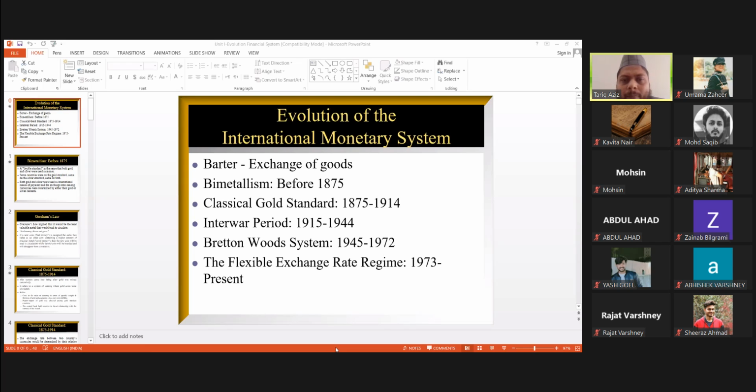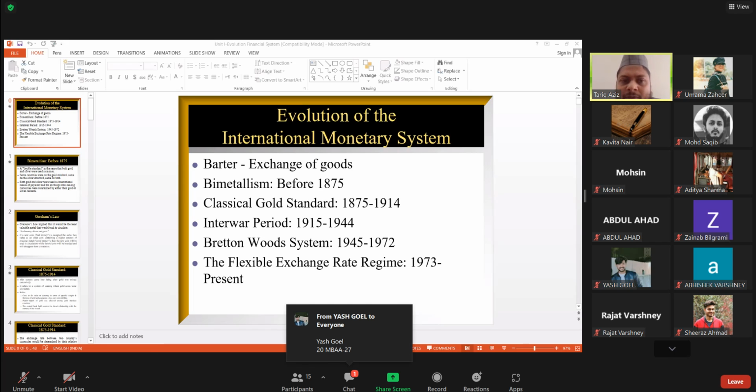And there are four electives in finance. One of the electives is international finance. Another is behavioral finance, financial markets, and one more paper. So there were 5 papers offered in finance, but for your batch, one of the papers, that is project finance, has been dropped.